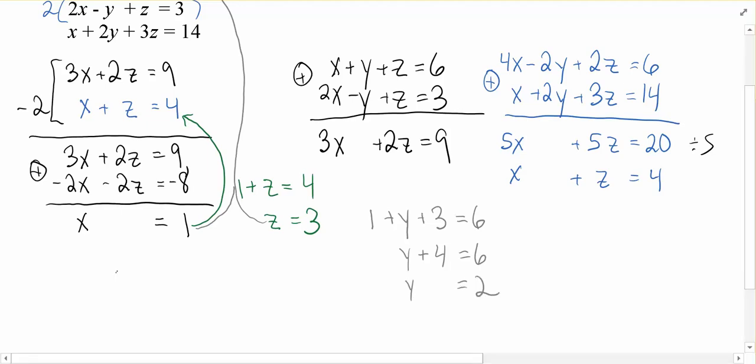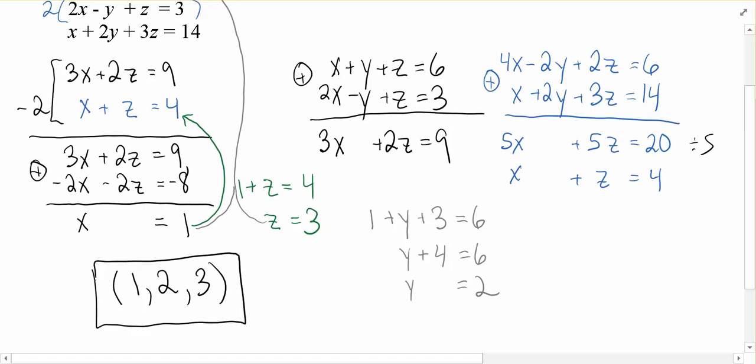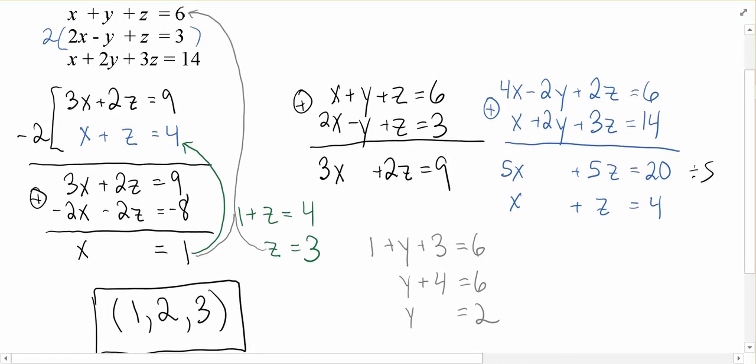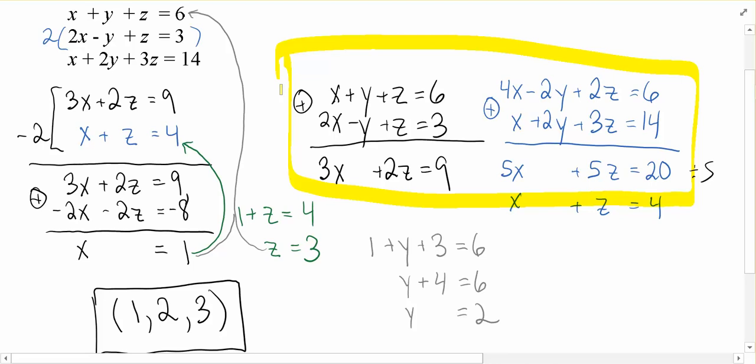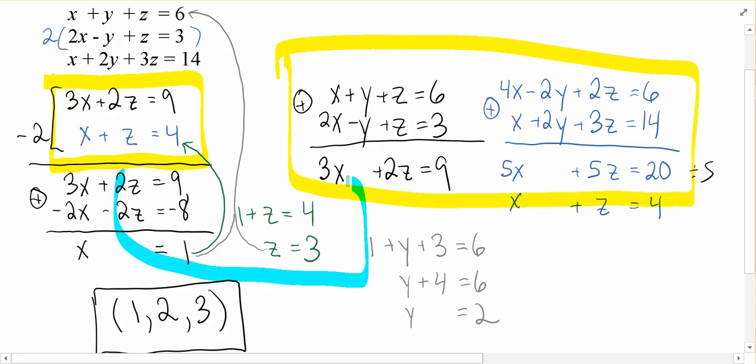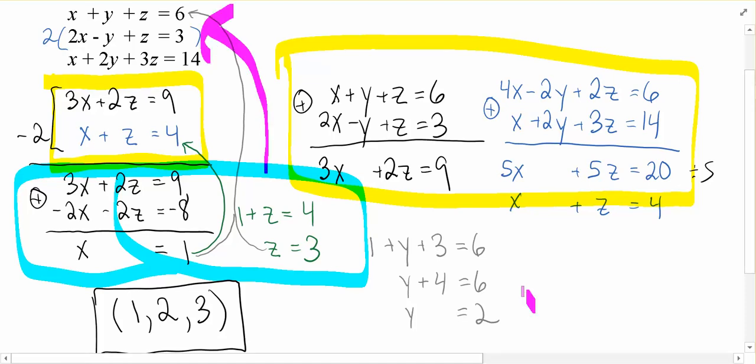Now that I have all three, I can write an ordered triplet. The x value is 1, the y value is 2, and the z value is 3. So there's my answer, 1, 2, 3. So if we look at the big picture, we chose the variable to eliminate. Then, off to the side, we did some scrap work to eliminate that variable in two different ways. That resulted in two equations, two unknowns. We then solved the two equation, two unknown system. And then we took the answers from there, plugged them back into the original to get our third answer. And those are the basic steps that we can always follow in every system of three equations, three unknowns.